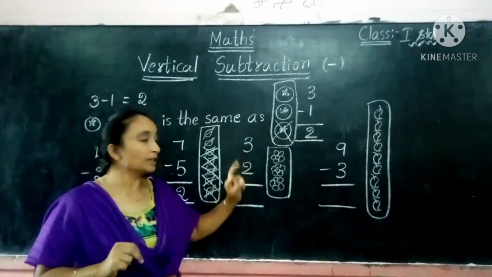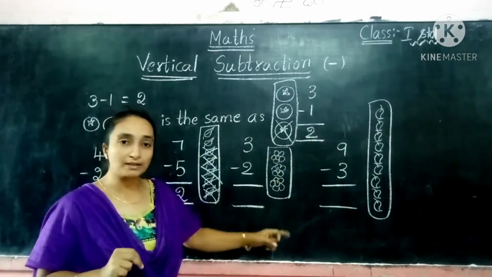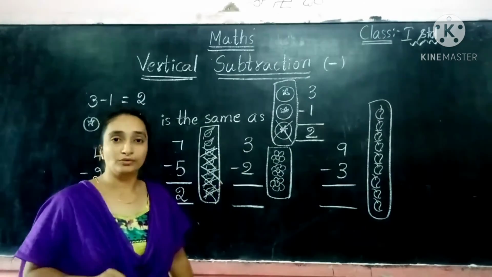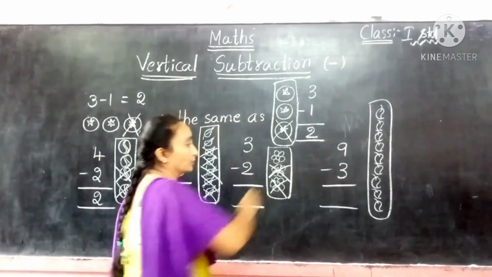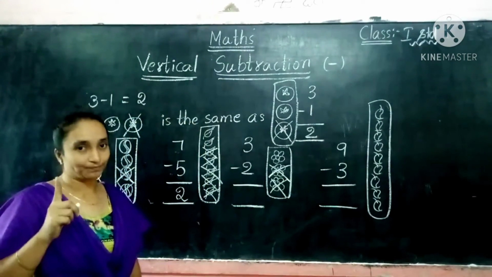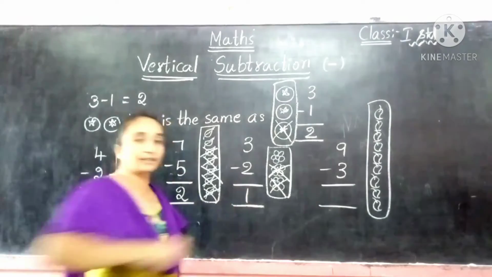Here we have the big number 3. So 3 flowers are there. Minus 2. That means 2 flowers we have to take out. So 1, 2. Now how many are remaining? Only 1. So here we will write that 1.